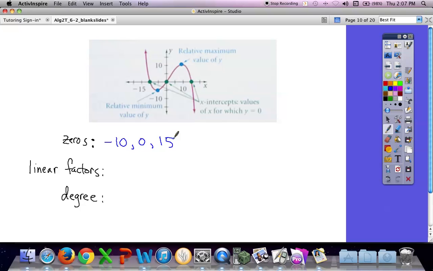Okay. If those are the zeros, what are the linear factors? Ryan? No. Remember, how do you make a linear factor? Not x plus. Chloe. Listen to Chloe.